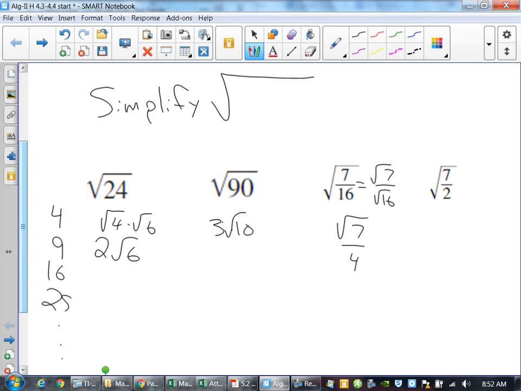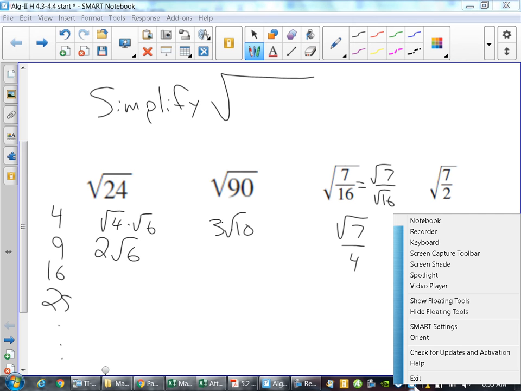Now, last year, one of the things you guys spent a lot of time on was 30-60-90 and 45-45-90 triangles, where you had the root 3s and the root 2s in the denominators. You always rationalized the denominator, but your calculator did it for you. Here, you're still going to be doing the same basic principle, but you're going to be doing it by hand, or remembering how to do it. It's ridiculously simple.